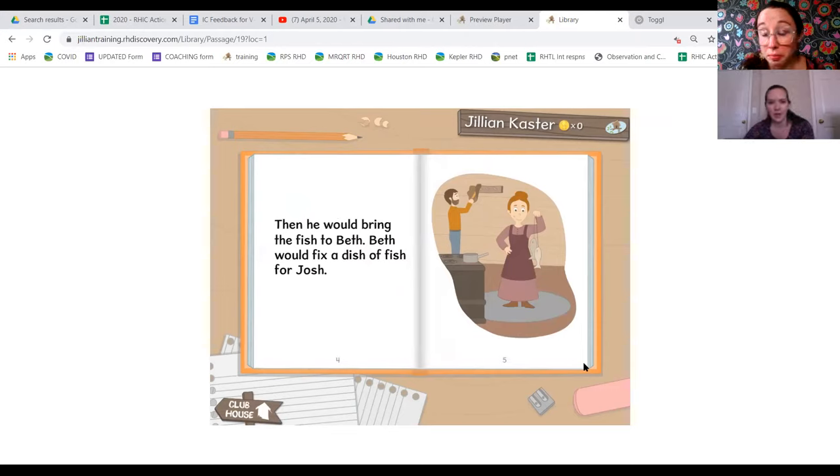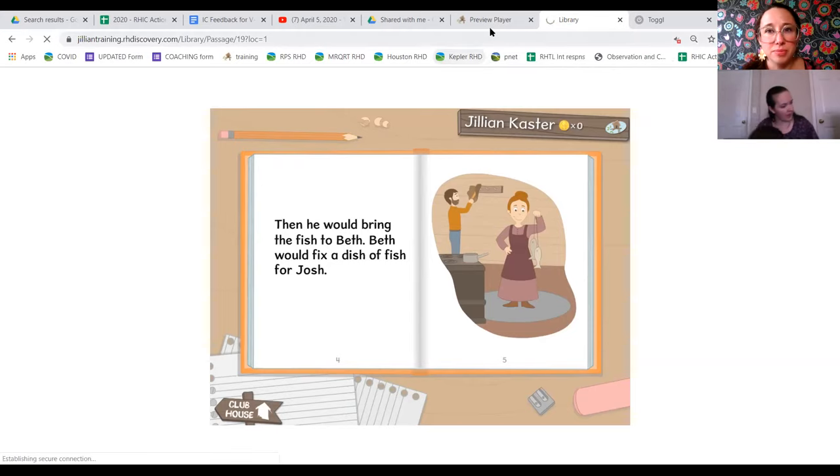Any on that page? We're playing that detective game. Any others? Josh. Ooh, Josh, yeah, SH again. Fish, SH. Beth, good, TH. Dish. Then, yeah, TH in then. I also see the word the, the TH digraph. There's a lot of digraphs. Have you guys noticed that there's a lot of digraphs? I can do that really well. Yeah. All right, let's finish up there.